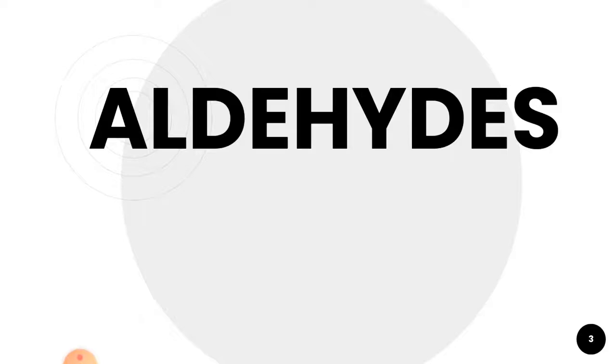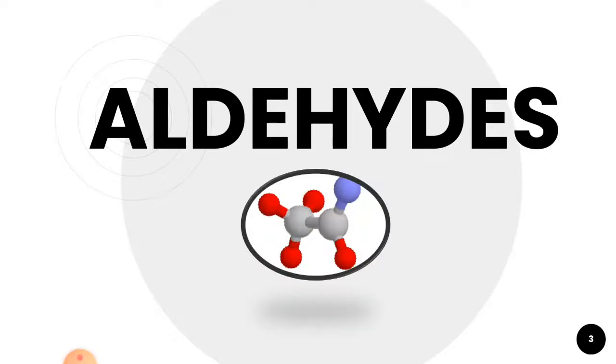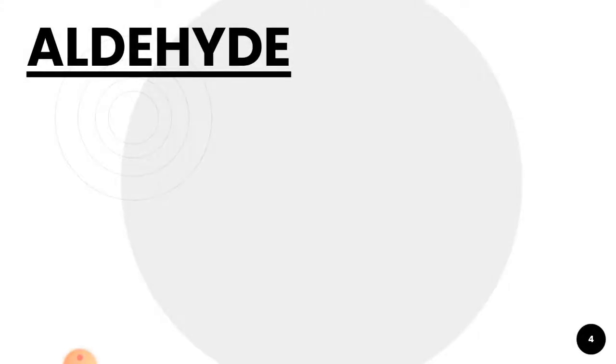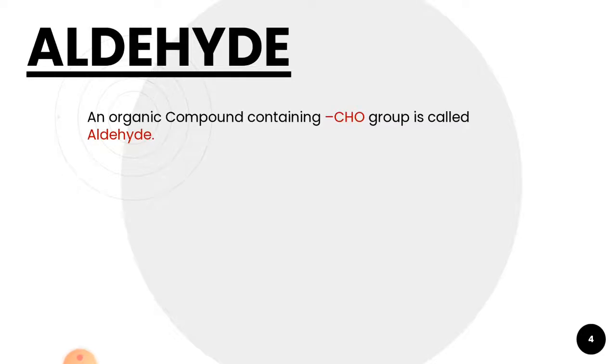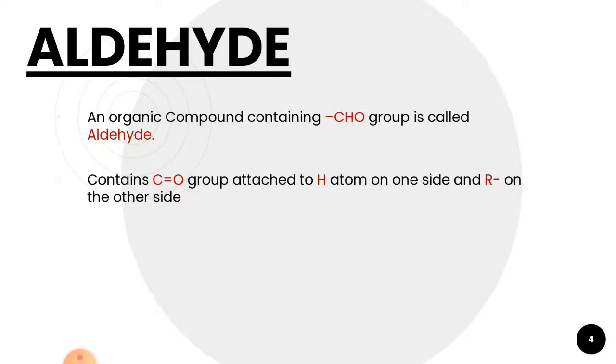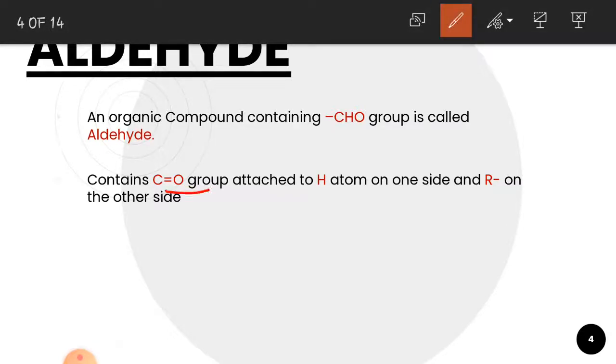So starting from aldehydes, what are aldehydes? Aldehyde is an organic compound containing the CHO group. Now in the aldehyde we have a carbonyl group, that is the C double bond O group, which is attached to the hydrogen atom on one side and attached to the alkyl group on the other side.